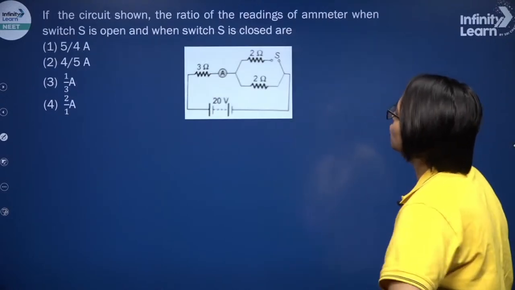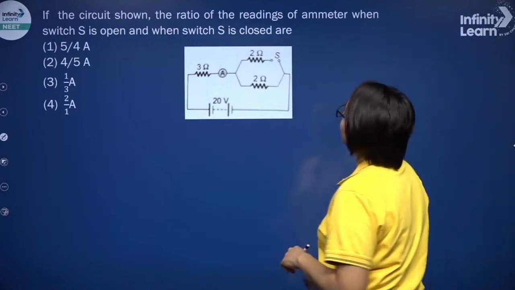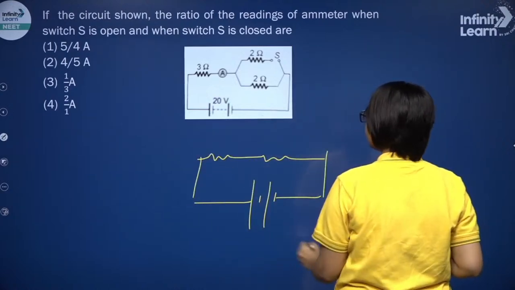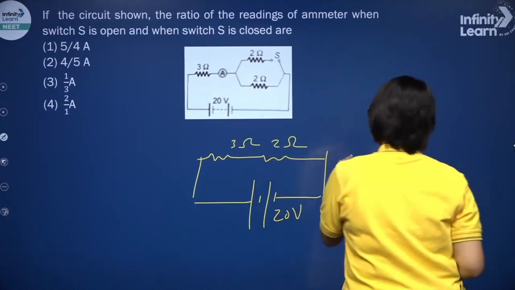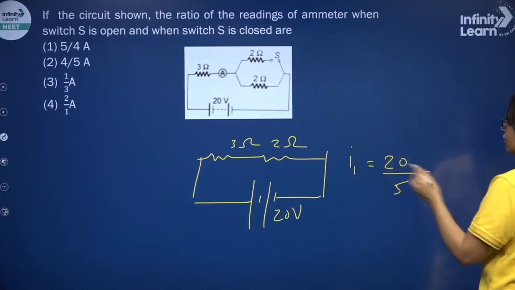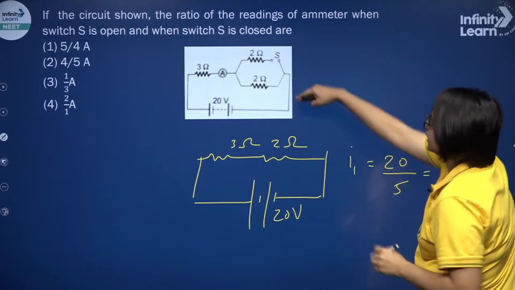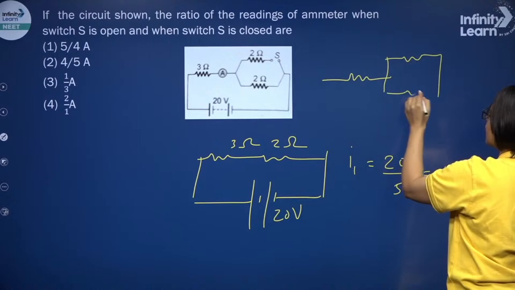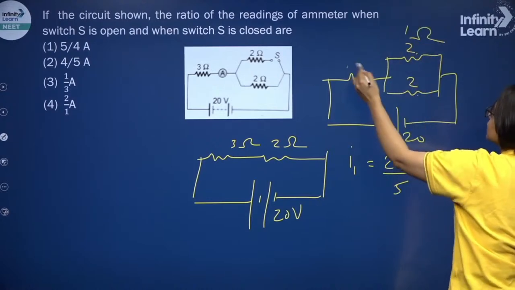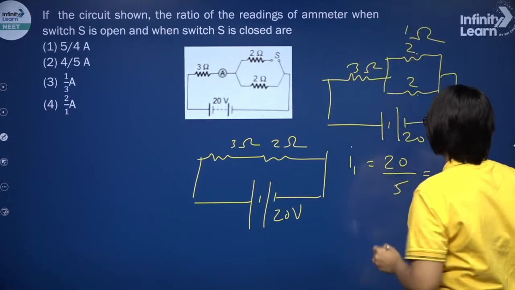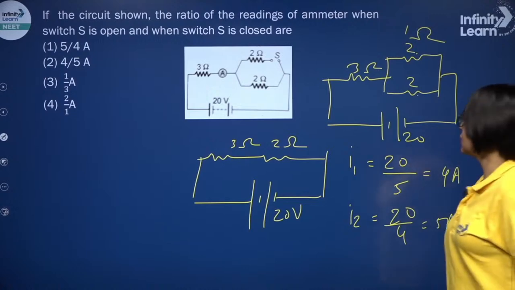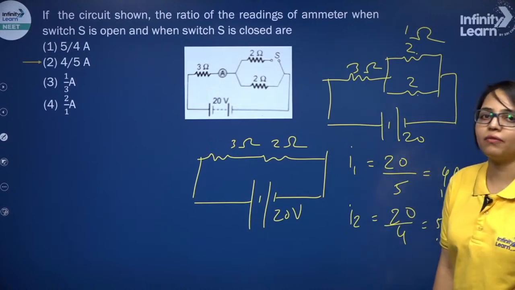Next is this one. In the circuit shown, the ratio of the readings of the ammeter when the switch S is open and when switch S is closed is. So when switch S is open, this will be the effective circuit, 20 volt, 3 ohm, 2 ohm. So current I1 will be 20 upon effective resistance, 3 plus 2, 5. So it is 4 ampere. When switch S is closed, effective resistance will change because we are adding 2 ohm with 2 ohm in parallel. So this 2 and 2 in parallel will give you 1 ohm. This 3 ohm plus 1 ohm are in series, so their effective will be 4 ohm and current will change to I2, and that is 20 upon 4, that is 5 ampere. So reading of ammeter will be 4, and after that it will be 5. So ratio is 4 upon 5, which is option 2.